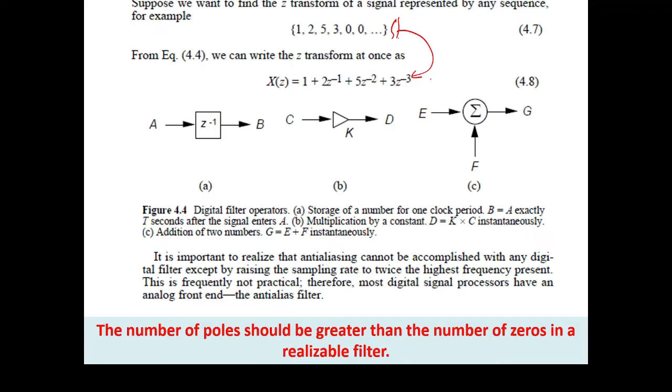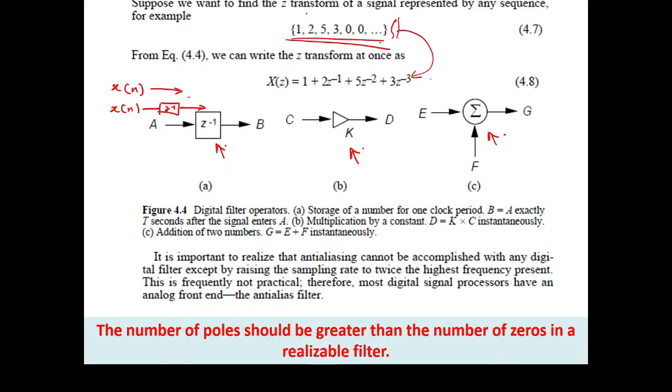Then comes when we are trying to design any filters, there are certain operators, and these are the three main operators. The first one is the delay operator, the second one is the multiplier, and the third one is the adder or summer. So delay, what it does: suppose you have x[n], and you pass it through a delay. Let us take up this example.